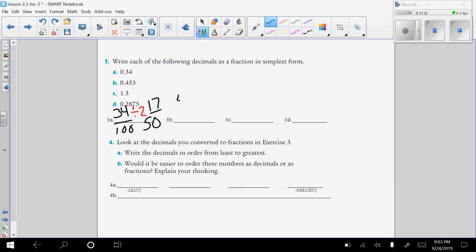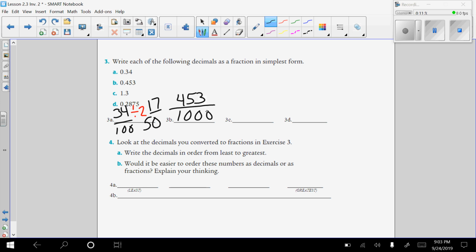B is 453. What spot am I? I'm in the thousandths. Again, I ask myself, can I simplify? Well, in this case, there's nothing that's going to go into a number that ends in a 3 and 0 evenly other than 30, and that doesn't work. So this already is in simplest form.